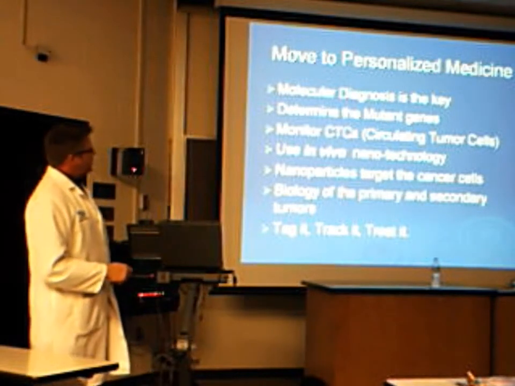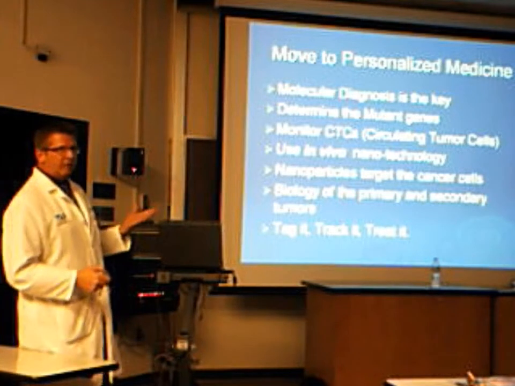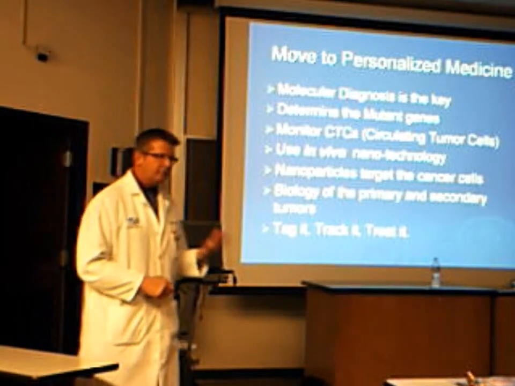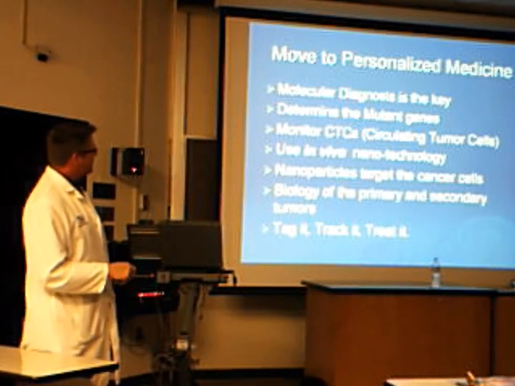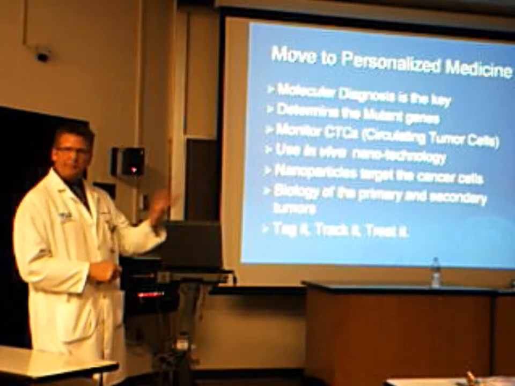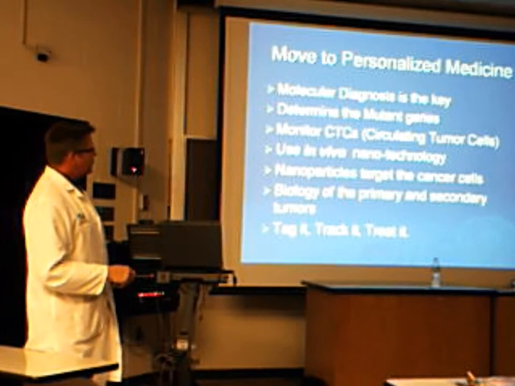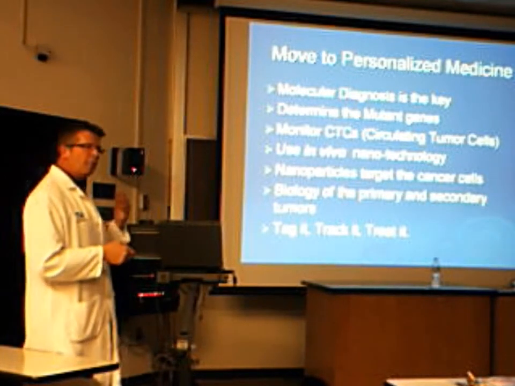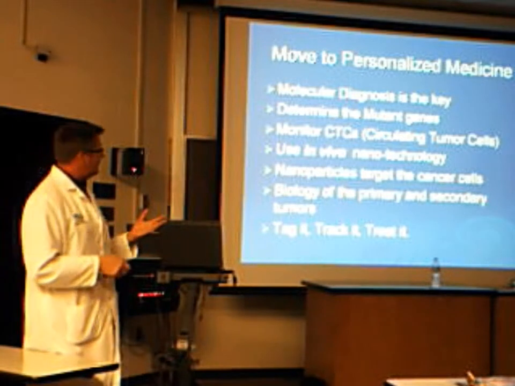So this is what we want to do. We want to move with circulating tumor cells. We want to move to more personalized medicine. We want to take these circulating tumor cells and we want to understand the molecular aspects of them. We want to determine what type of genetic aspects and makeup are of the tumor cells, because that'll help us really determine how aggressive they're going to be.